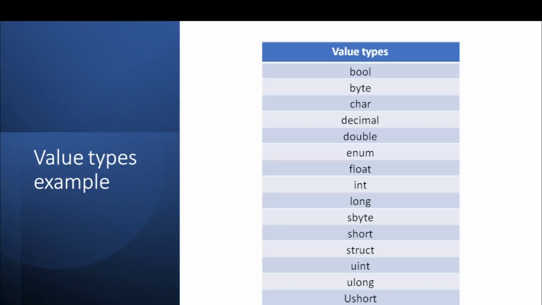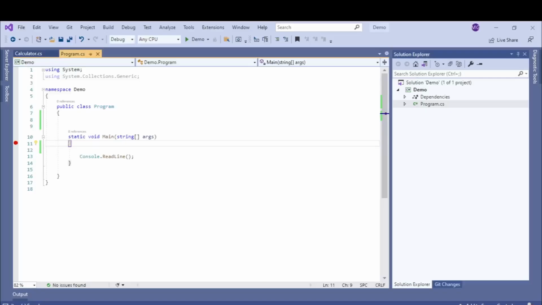Let's see how we can pass value type variables to a method and what happens there with the help of an example. Let's flip to Visual Studio. Now we'll be writing a method which will take a value type variable as a parameter, and we'll be updating that parameter value, and we'll check what will happen. Let's write that.